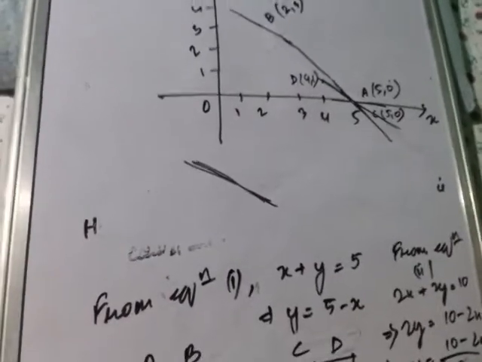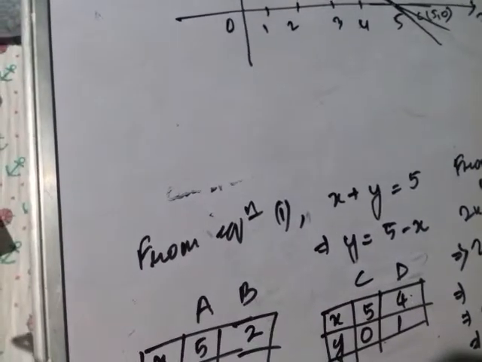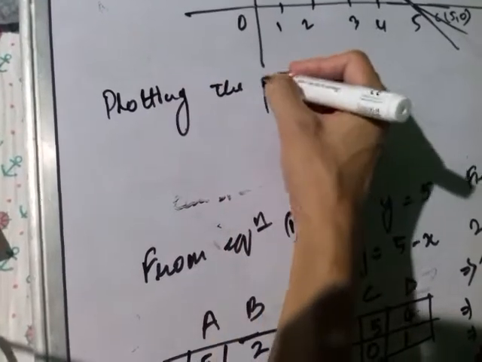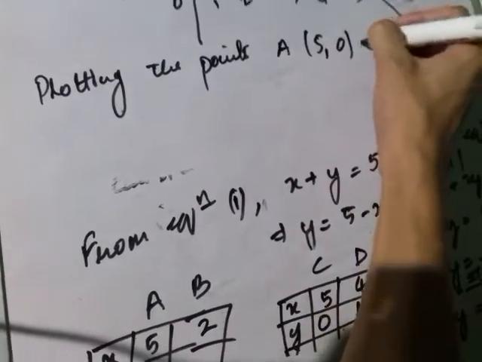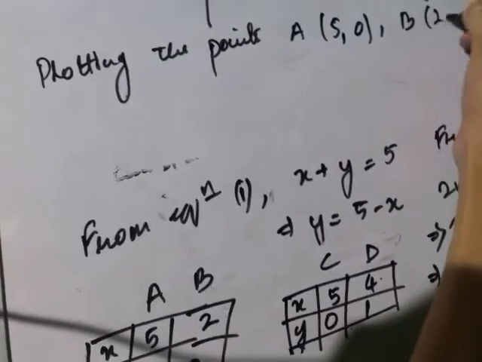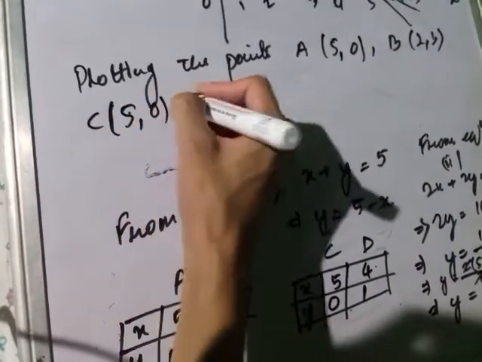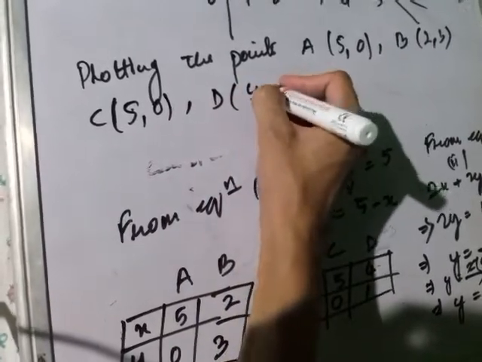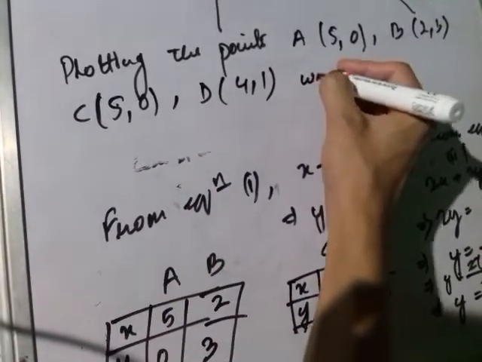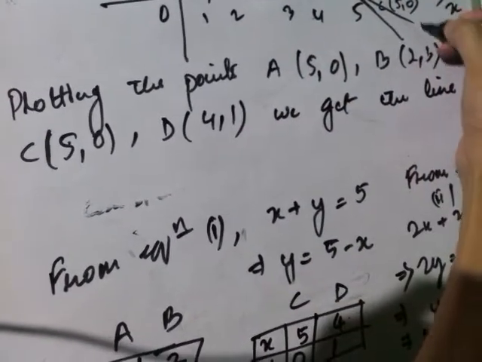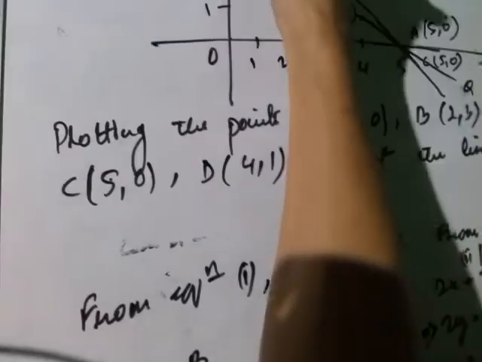Okay, so you will write here, plotting the points. a is (5, 0). b is (2, 3). c also (5, 0). d is (4, 1). Okay, we get the line here. You name it PQ. Okay, this will be Q and this will be P.